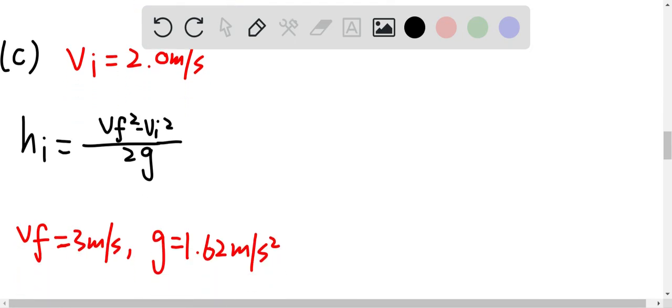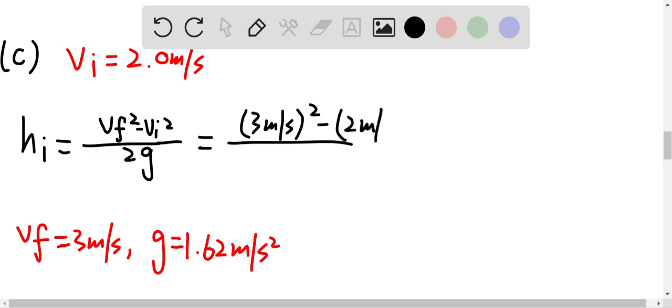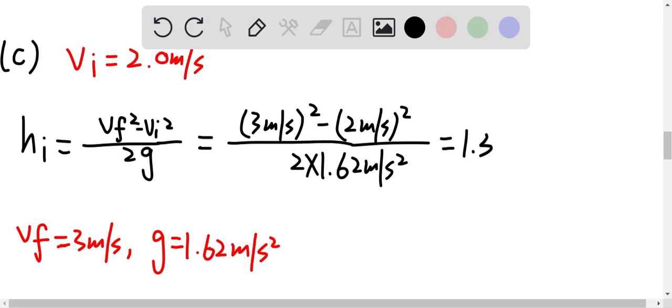So now let's plug the values back into the equation to determine the greatest height in this case, which is equal to 3 meters per second to the power 2 minus 2 meters per second to the power 2 over 2 times 1.62 meters per second squared. And this will give us the greatest height is also equal to 1.5 meters. And these are the answers for this question.